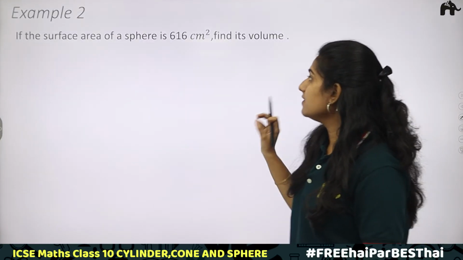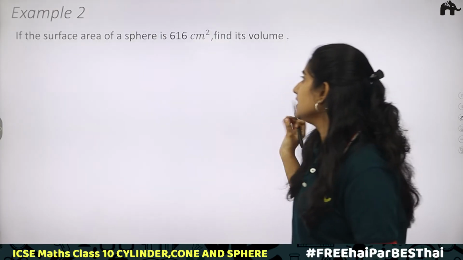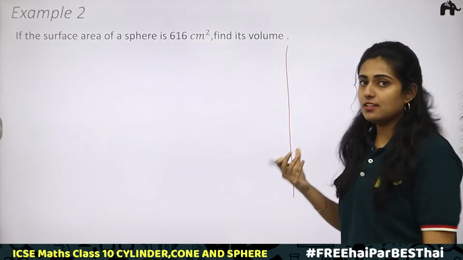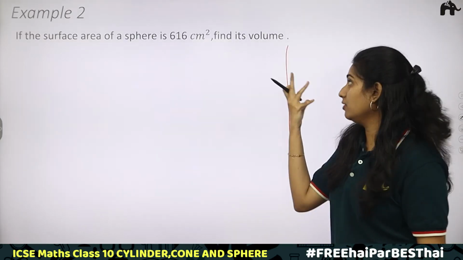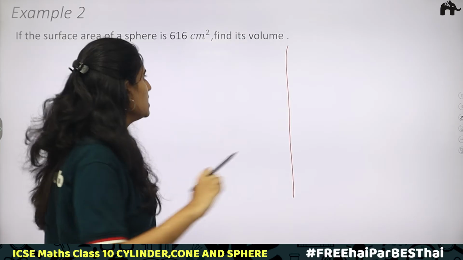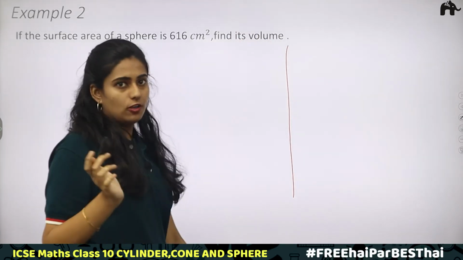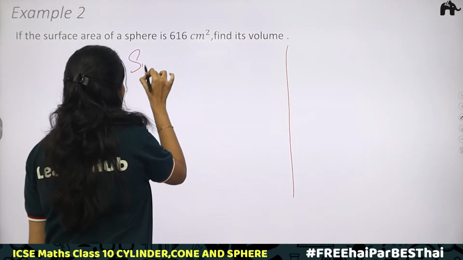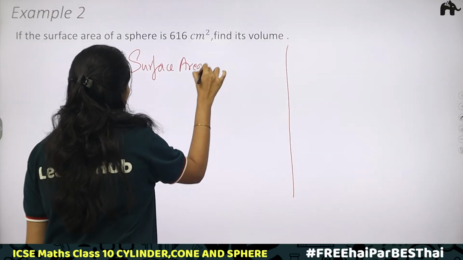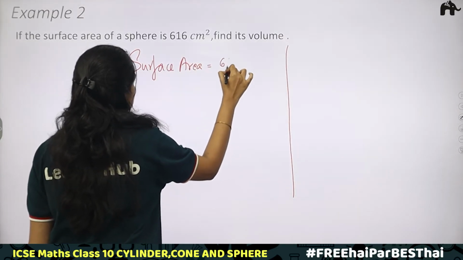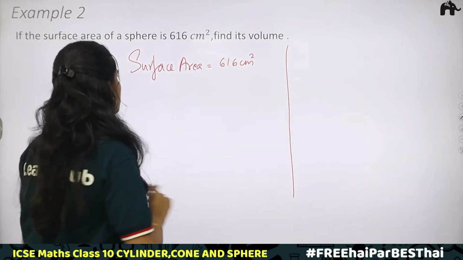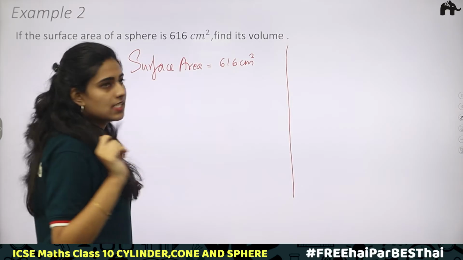Okay. If the surface area of a sphere is 616 centimeters square, find its volume. So here it is not directly given the radius to find volume. Surface area is given, from which we have to determine the radius first, after which we can find the volume. Surface area is equal to 616 centimeters square.